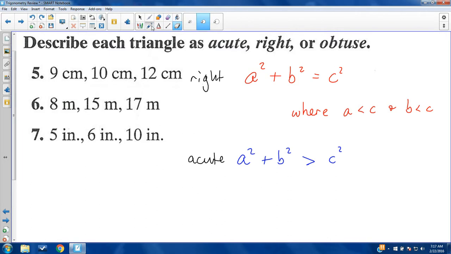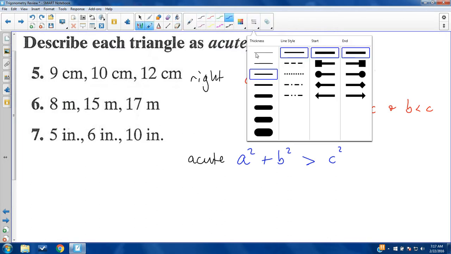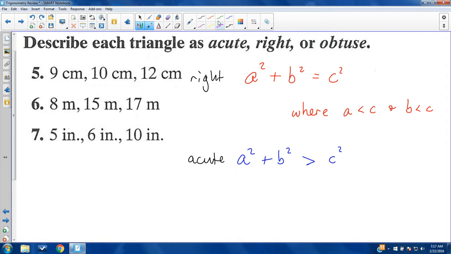And then the final one is the obtuse triangle, where you add a squared and b squared, and that's very important to know the difference. If you add a squared and b squared and you get a value that's less than c squared, that means c had lengthened itself to the point where a and b have to widen the angle in between to reach c, which makes this an obtuse triangle.